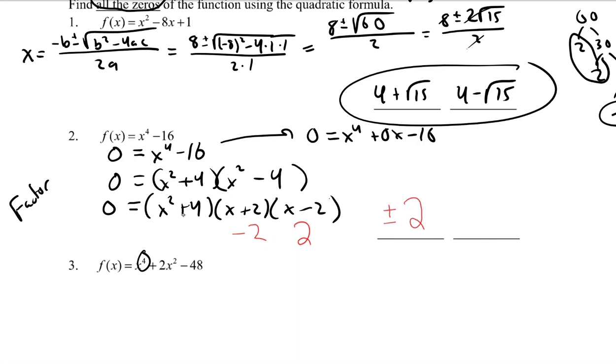Then to find this one, this is the sum of two squares, so this doesn't factor more, but we can just set it equal to 0 and solve. Subtract over the 4, take the square root of both sides. You have to remember that when you take the square root, you need plus or minus. The square root of 4 would be 2, but the square root of negative 4 would be 2i. Remember, the negative comes out as an i.